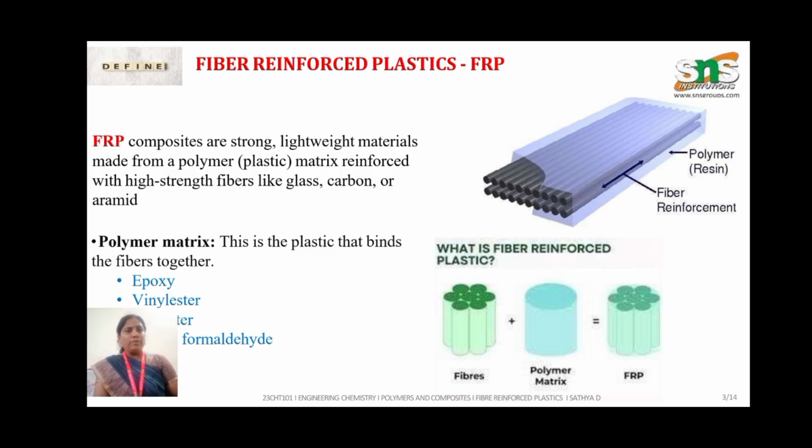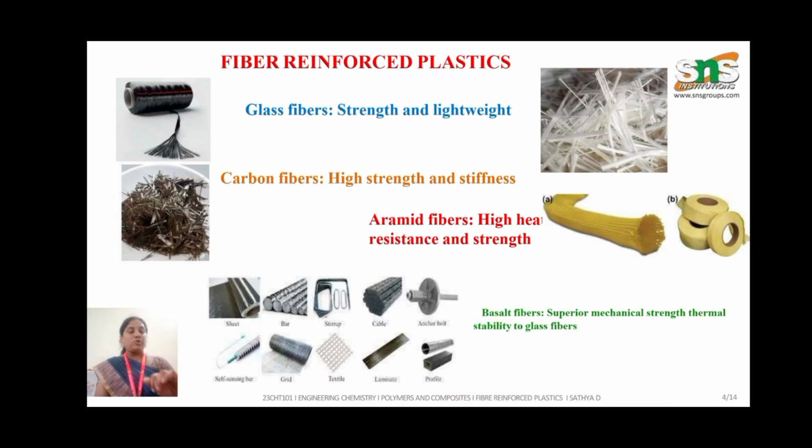Different types of fiber reinforced plastics are used nowadays, mainly glass fiber. Glass fiber is very low cost and corrosion resistant. Carbon fiber has a very high strength to weight ratio, and aramid fiber has high impact resistance and toughness. So the different types of fiber matrix are used now.